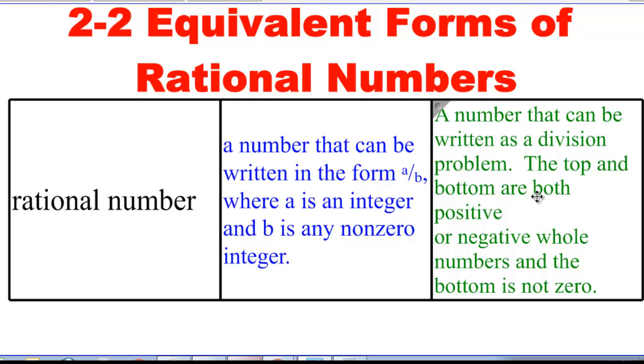A rational number is a number that can be written as a division problem or as a fraction, where the top and the bottom numbers are both integers, meaning that they don't have any fraction or decimal part, and they can be either positive or negative, but the bottom number can't be zero. Because it turns out you're not allowed to divide by zero in math, ever. So the bottom number, that b, cannot ever be zero.